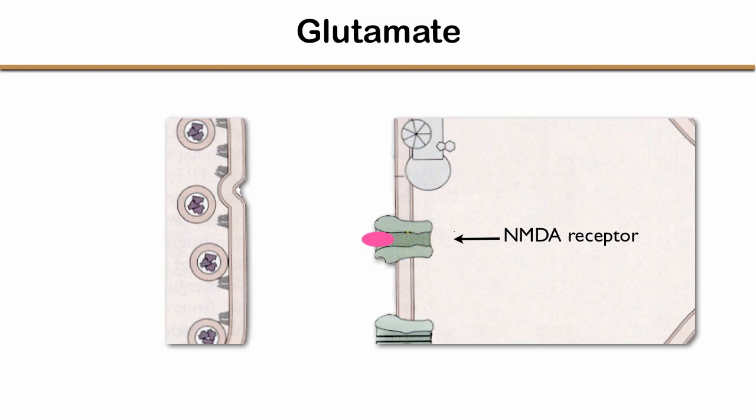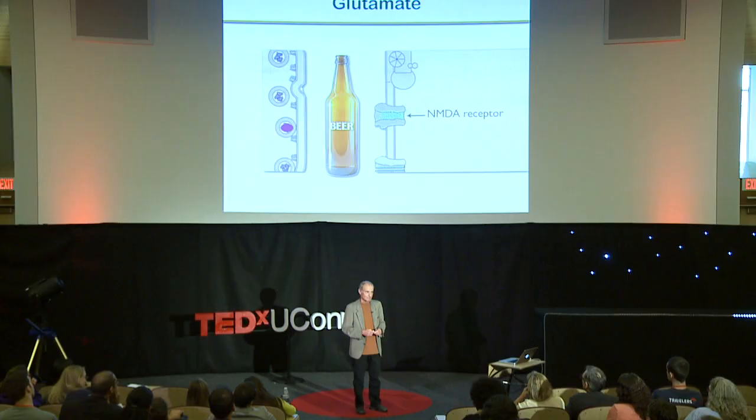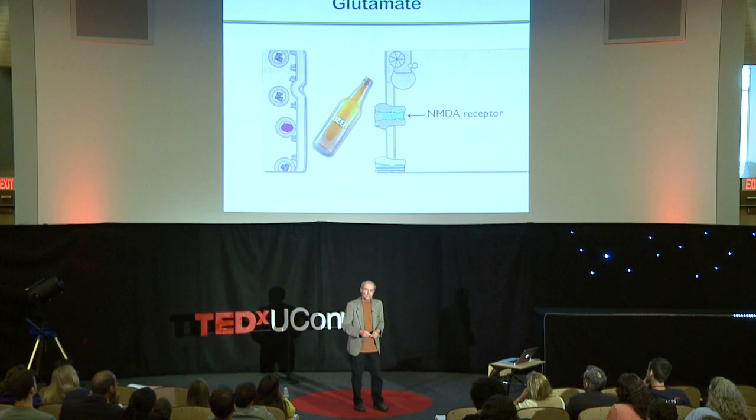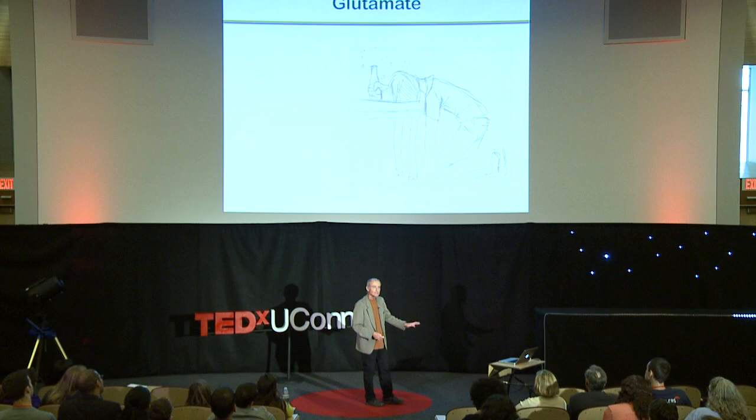But what if you've been drinking alcohol? Alcohol's a drug. It's actually an antagonist to glutamate. It's going to block that receptor site so that when glutamate tries to come across and do its job, nothing is going to happen. And now learning and memory go right down the drain, which is bad if you're a student.